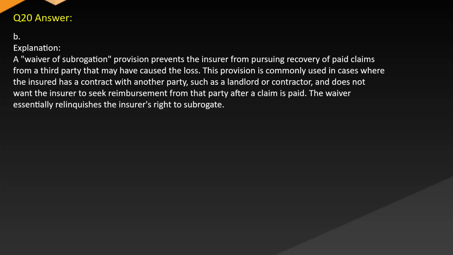Answer. B. Explanation. A waiver of subrogation provision prevents the insurer from pursuing recovery of paid claims from a third party that may have caused the loss. This provision is commonly used in cases where the insured has a contract with another party, such as a landlord or contractor, and does not want the insurer to seek reimbursement from that party after a claim is paid. The waiver essentially relinquishes the insurer's right to subrogate.